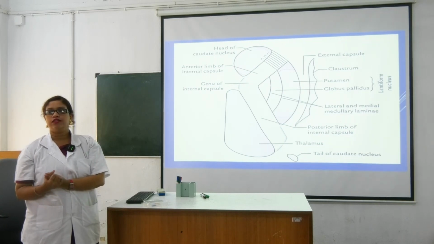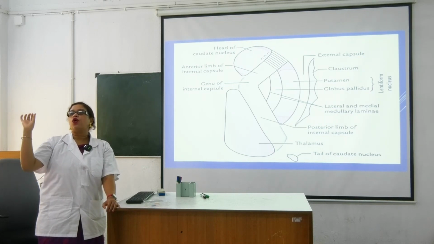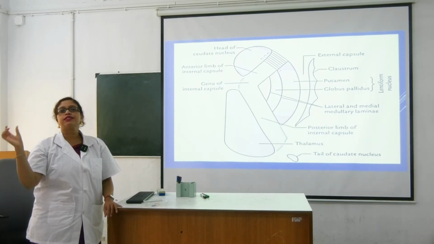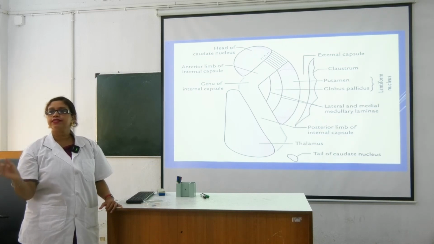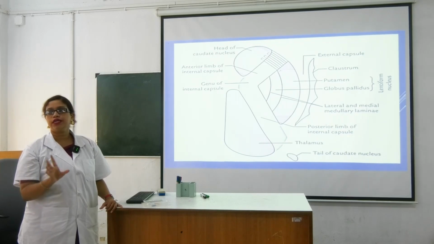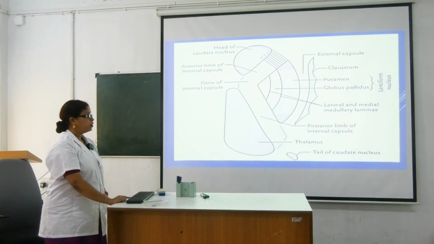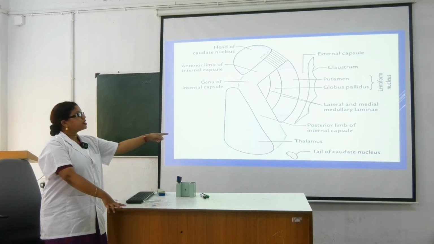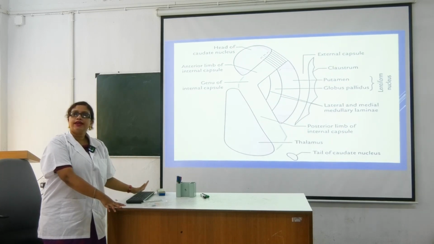So again I repeat. First one is the caudate nucleus, then the internal capsule, the globus pallidus, then putamen, external capsule, claustrum, extreme capsule, insula. This thing you have to remember. You can also see the tail of the caudate nucleus, right? This is nothing but the amygdala.